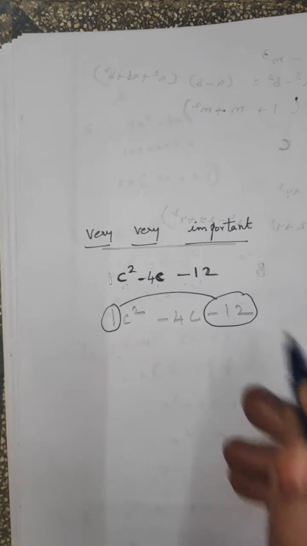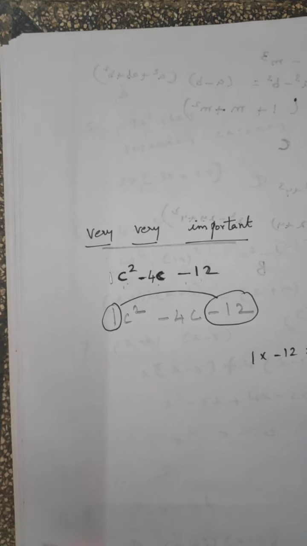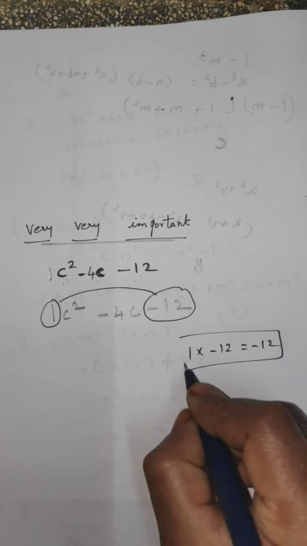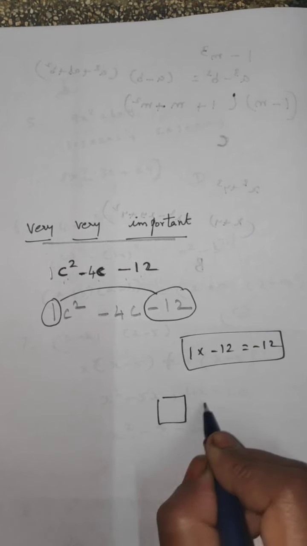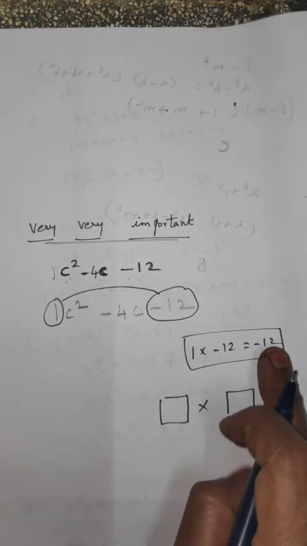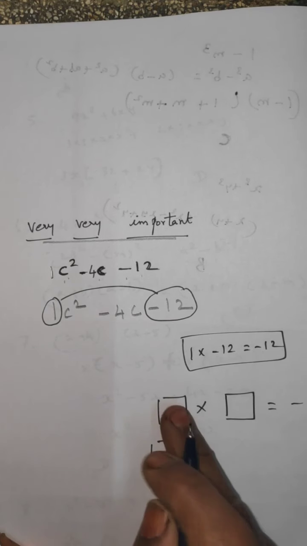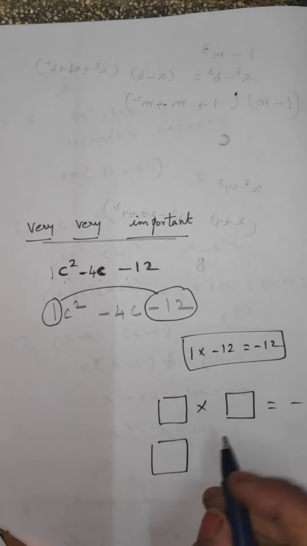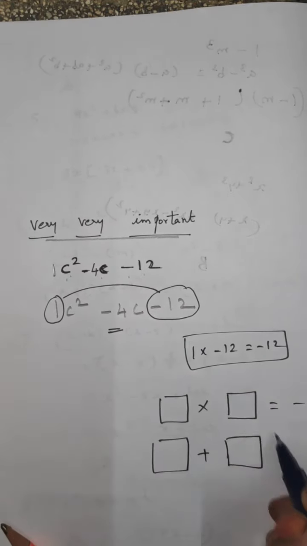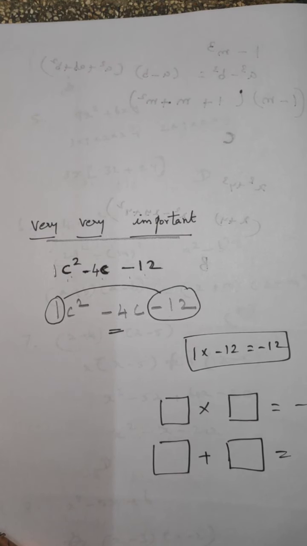Do the product of these two numbers. 1 into minus 12 equals minus 12. 1 into minus 12 equals minus 12. So what is the work? Put them in two boxes. Multiply and get the answer, which is the product minus 12. Select the same numbers, and add them. Add and write, and the answer should be the number in between, which is minus 4. You should not write c squared, c and all.